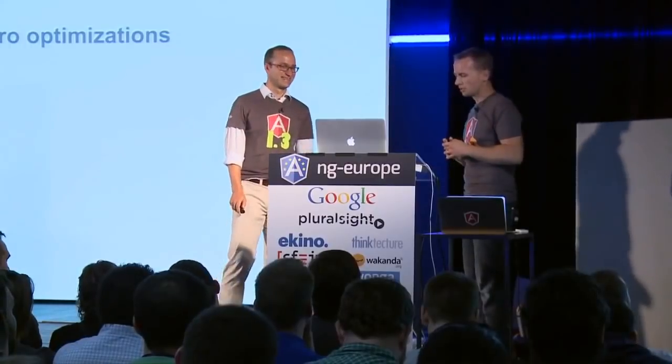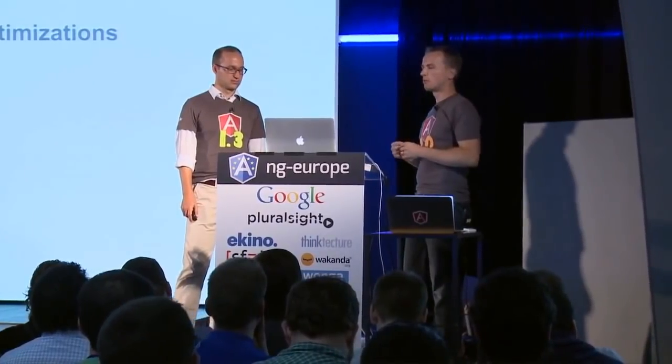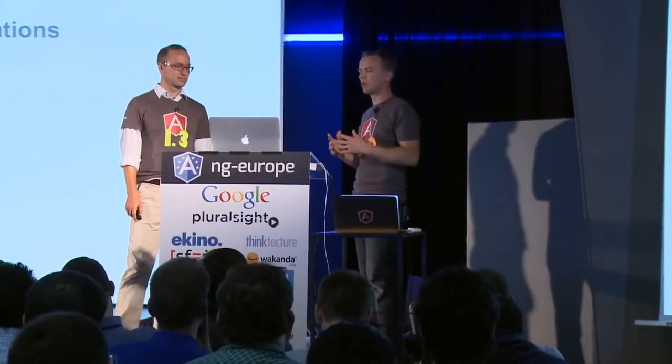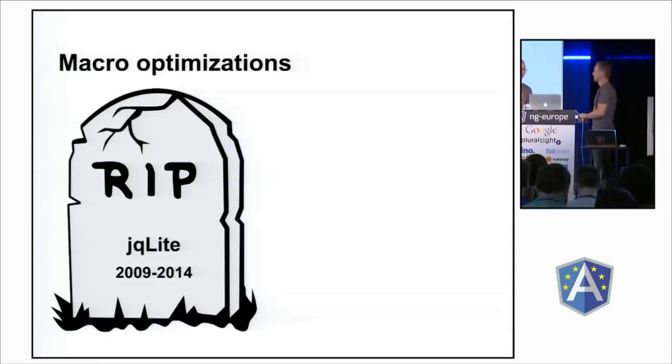I have two examples. So while we were working on 1.3, we realized that JQLite and jQuery in general were becoming a bottleneck in Angular. So we tried to micro-optimize jQuery in JQLite as much as we could, but we realized that it would be better not to use DOM wrappers inside of the framework at all. Okay, so I know what is coming. Exactly. So in 2.0, we're not going to use DOM wrappers inside of the framework at all. We're just going to deal with raw DOM.